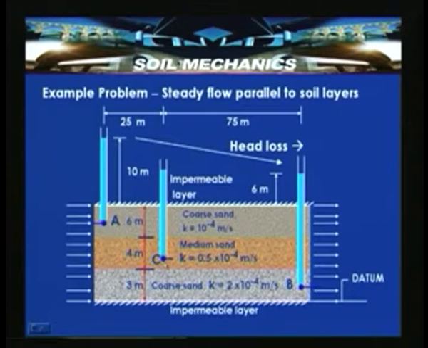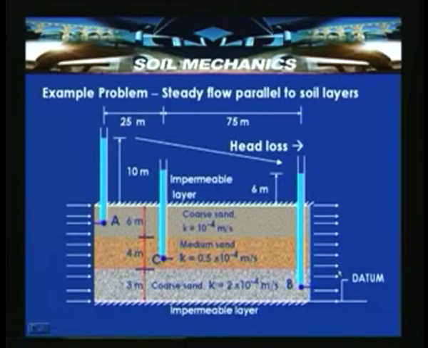But if you look into the head which is available at C, this is that head at this particular point. Now if you look into the thickness of the layers, the top layer has H1 equal to 6 meters, H2 is equal to 4 meters, H3 is equal to 3 meters, and consider the bottom surface of the impermeable layer as a datum. Now the flow which is taking place from point A to point B is occurring with a head of around 4 meters.